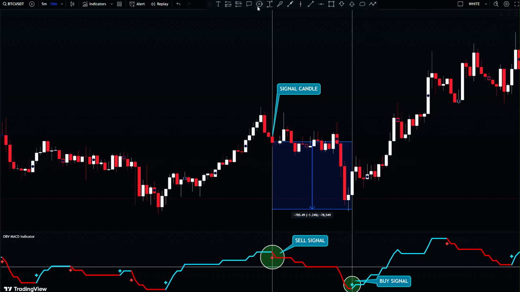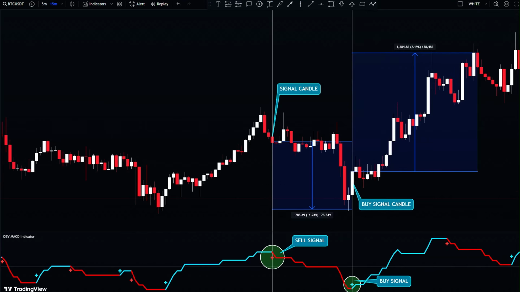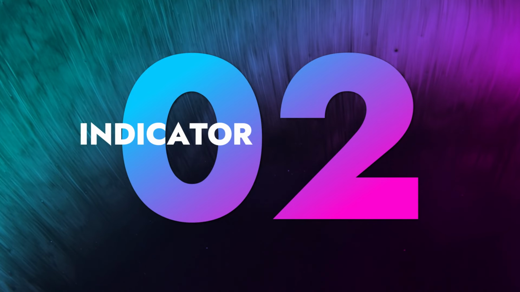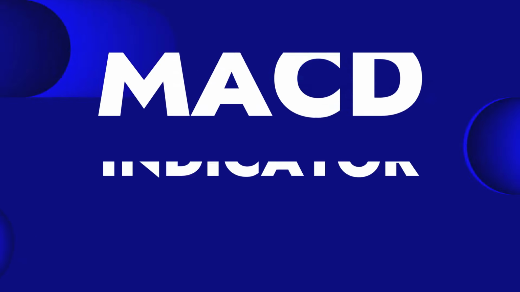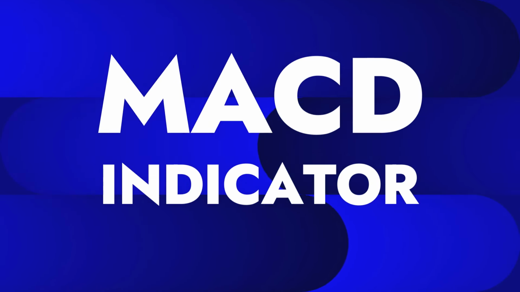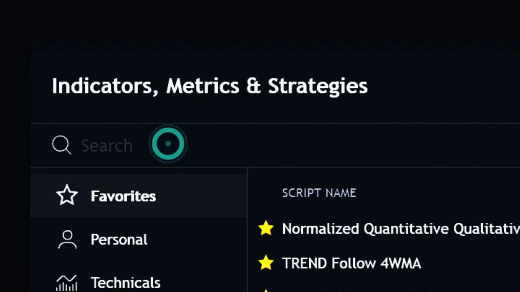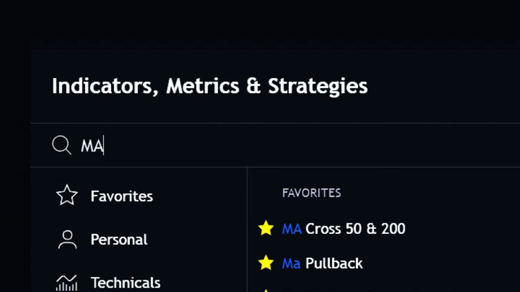But remember, while this buy-sell signal is great at giving us info, no indicator is perfect. So, to make our strategy stronger, we should add another indicator to confirm the signals. We'll use the MACD indicator for this. By going to the indicator section and adding MACD to our chart, we'll have more info to double check the signals from our main indicator.